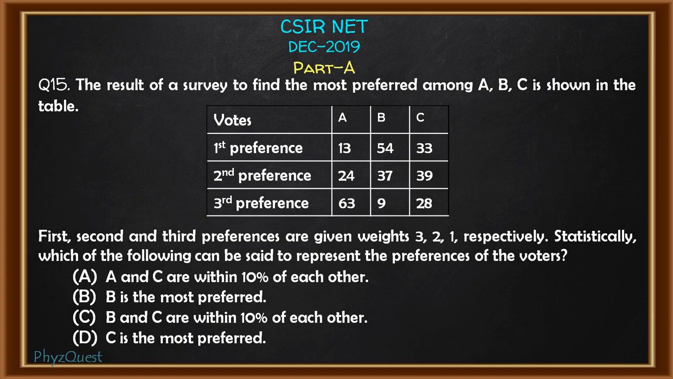So in question number 15, the result of a survey is given to find out the most preferred candidate among A, B and C. A, B and C are three candidates and the result is shown in a table. Now in this table, as you can see, there are different first preference, second preference, third preference and some numbers are given. The first, second and third preferences are given the weights 3, 2 and 1 respectively.